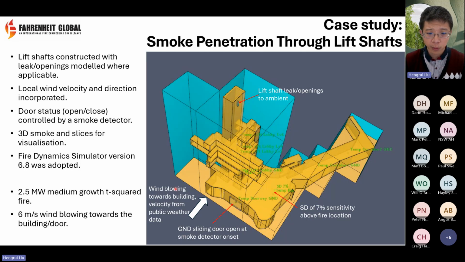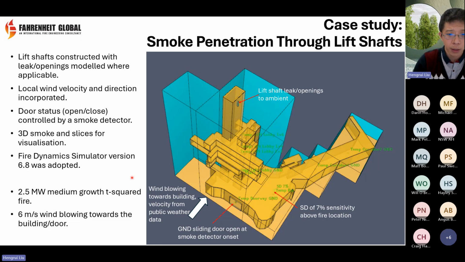So like we said, we have wind blowing towards the building here, and you see a door opening here. So we have two scenarios modeled. One is the door is closed. We don't really have the door open at any time. And another one is the wind is blowing and the door is triggered open by the smoke detector above the fire. The concept here is once the smoke detector receives a signal that the smoke is above 7%, you will trigger the door to open. And here comes the question whether or not the wind will blow in through the door and prevent the smoke from escaping from the door itself.